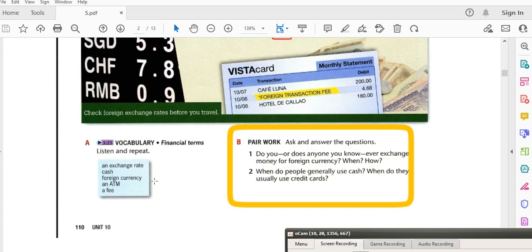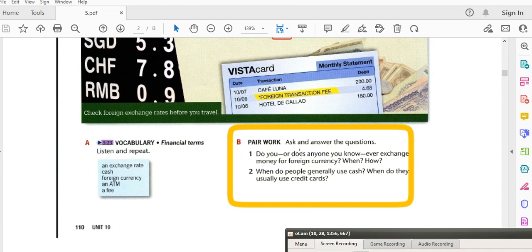Number 23. Spending money. Vocabulary. Financial terms. Listen and repeat in the pauses. An exchange rate. Cash. Foreign currency. An ATM. A fee.